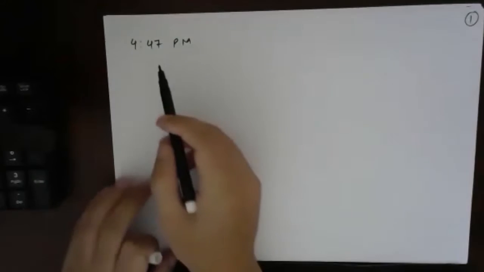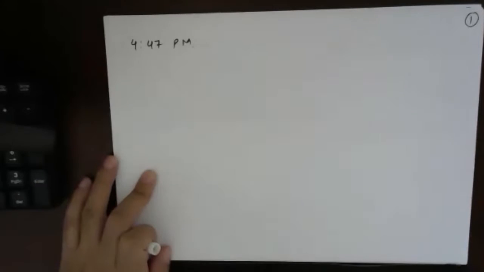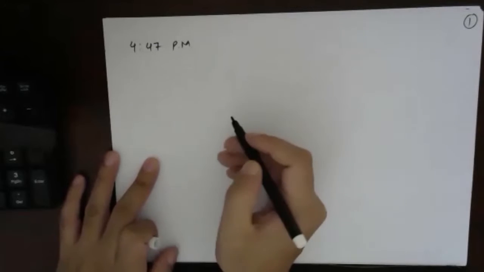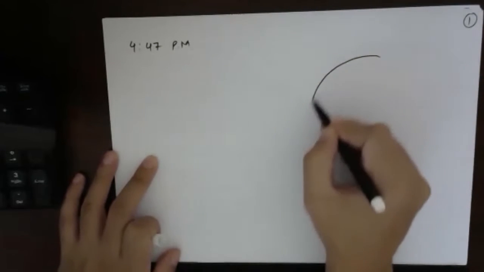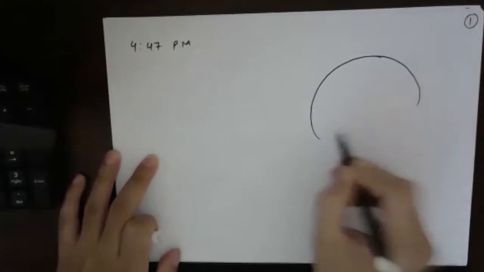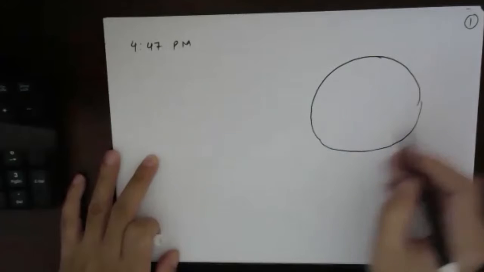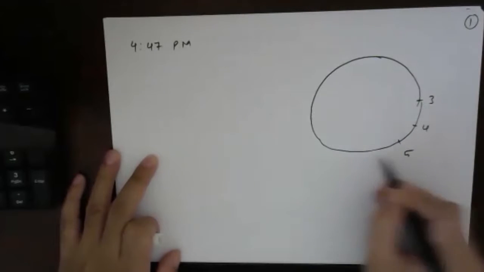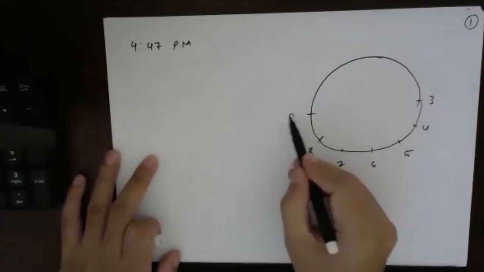Okay, so let's solve this question. What they're saying is that at 4:47, what is the minimum angle between the hour hand and minute hand? I think it is 137 or 138. Let's see. So we have a clock. 4:47. This is 3, this is 4, 5, 6, 7, 8, and here it is 9, and then we have 10.